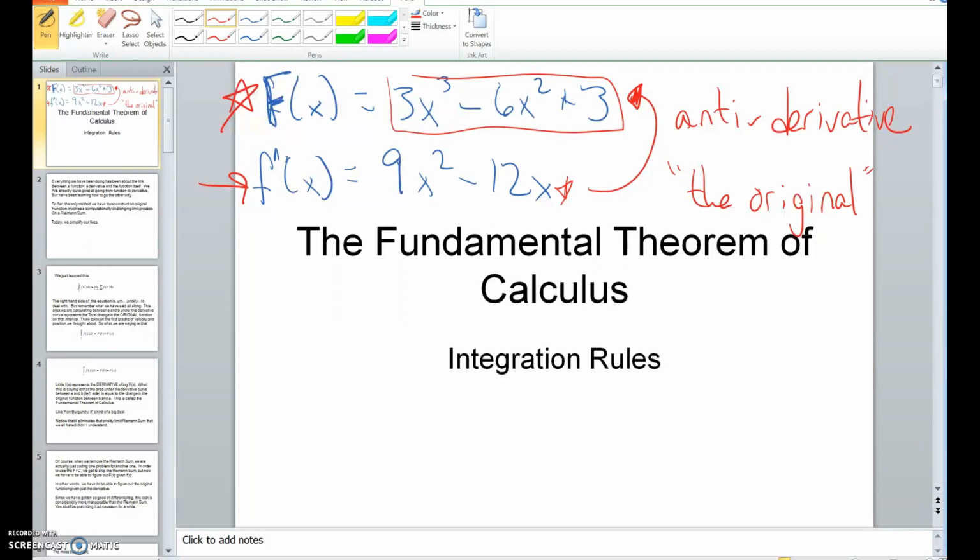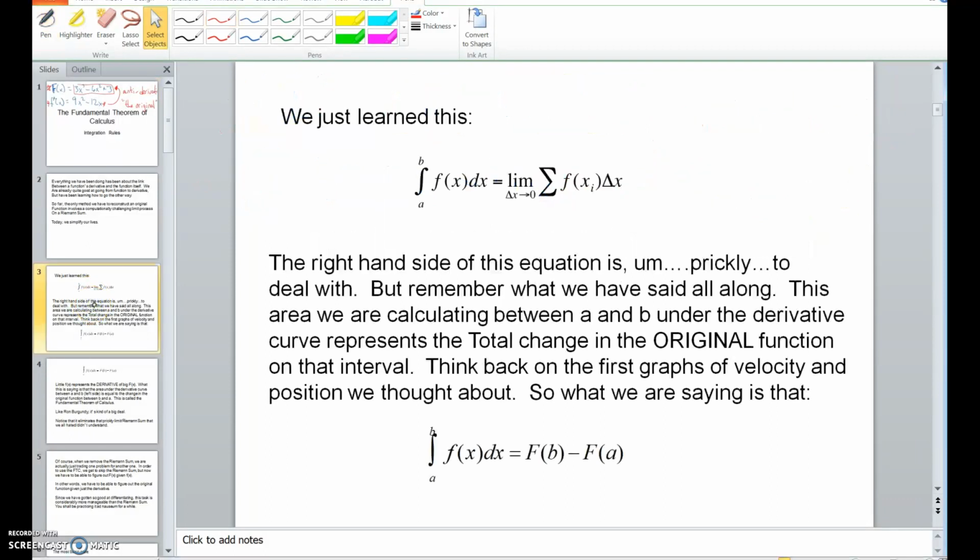And so part of what we're going to be working on in this presentation is how do you find the antiderivative of a given derivative. It is at least as much fun as it sounds. Don't worry. Okay, so let's start with just some examples where we left off. So before we jump into examples, we do need to talk about the fundamental theorem of calculus.